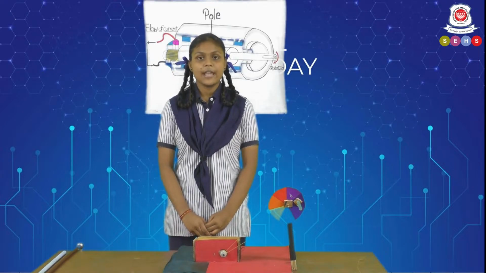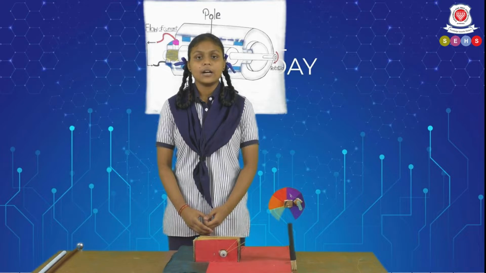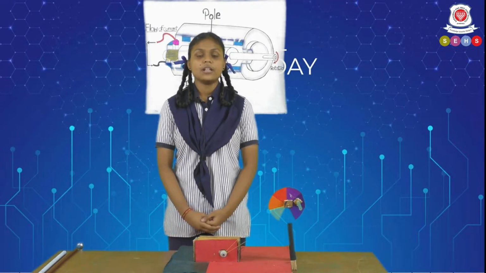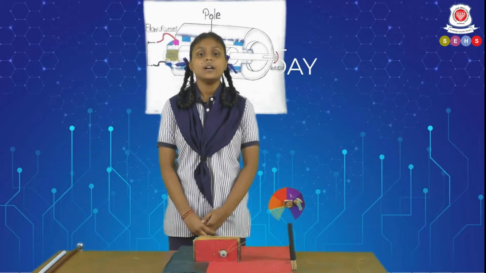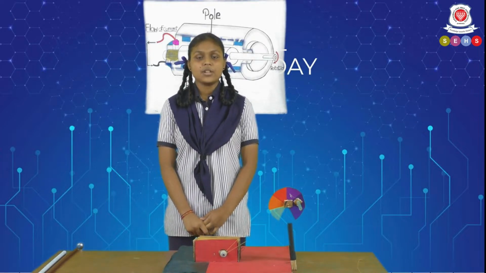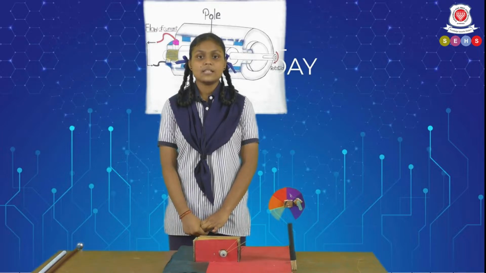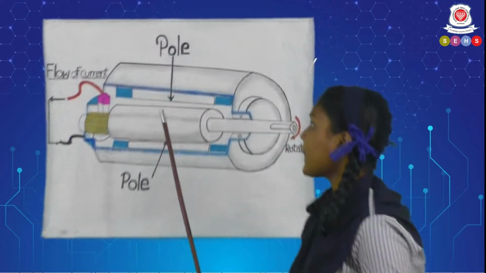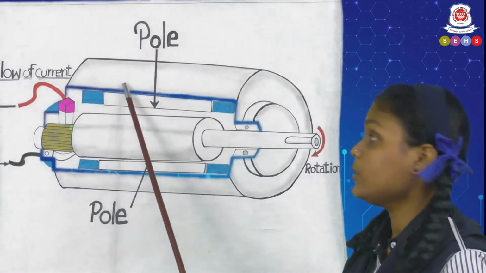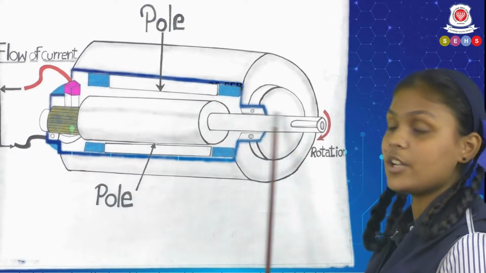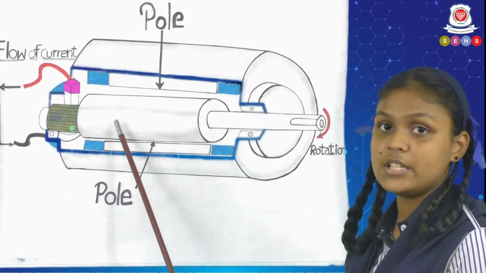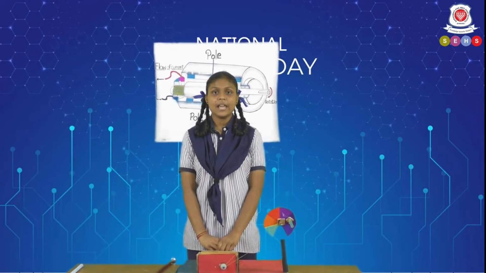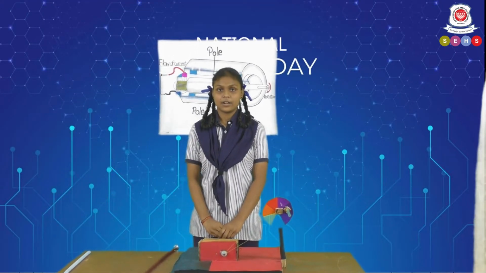A DC generator can also be used as a DC motor without changing its construction. Therefore, a DC motor, or a DC generator, can be called a DC machine. We have mentioned the essential parts of a DC generator in a chart: north pole, south pole, rotation, flow of current. These are the parts of a DC generator. Now my teammate Chaitanya will explain how a DC generator works.